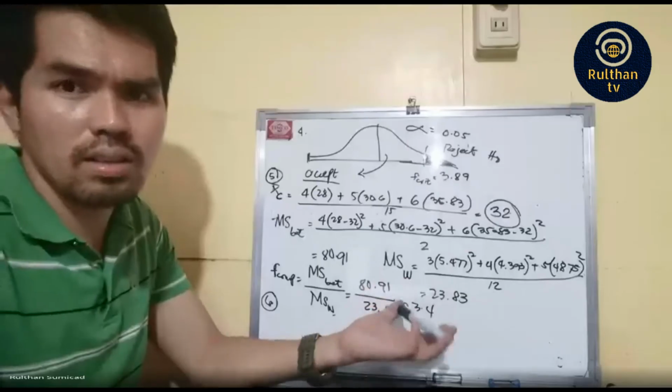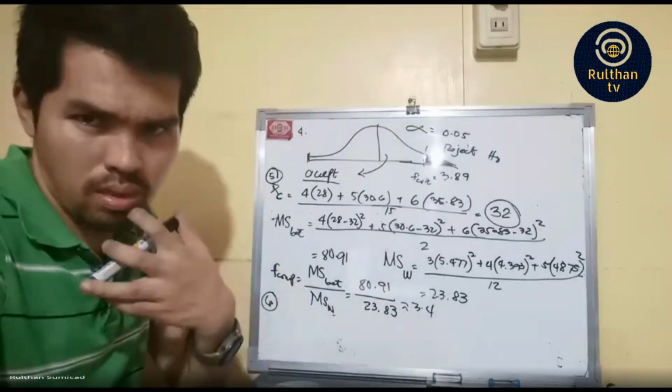Since the F critical of 3.89 is greater than F computed of 3.40 at 0.05 alpha significance level, hence we fail to reject the null hypothesis. That's it. What is so hard with that?